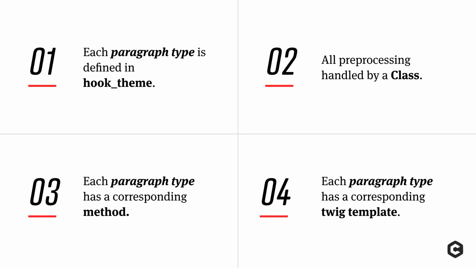And then step 3, for each paragraph type, we make sure each one has a corresponding method to do the actual preprocessing. And step 4, the result of our hard work: each paragraph type has a Twig template as an outcome. So a quick use case: what is the ideal use case for preprocessing paragraphs that I come across?